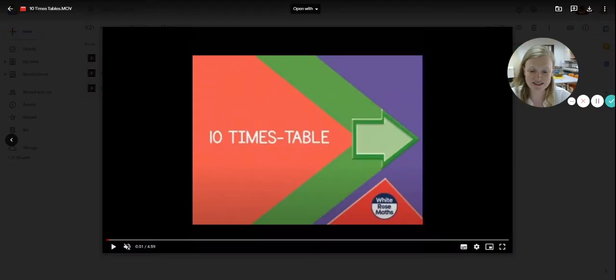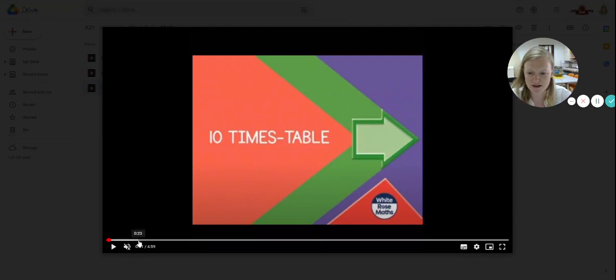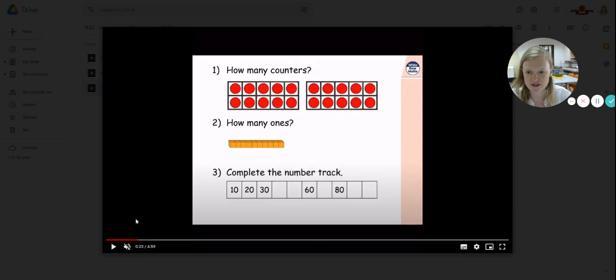In the last set of times tables we are going to investigate, the 10 times tables. So, as usual, we're going to do some warm-up exercises and recap how to count in tens. Are you ready? All right, let's have a look.